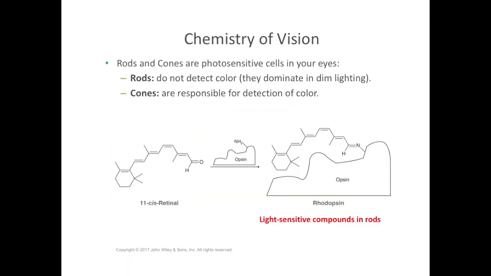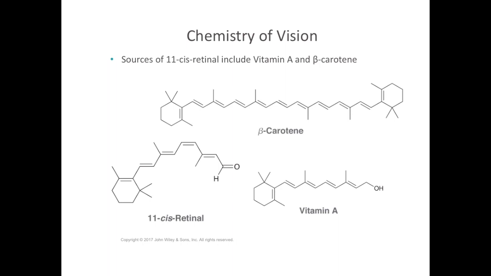Conjugated compounds are important in how we have vision. Rods and cones are photosensitive cells in your eyes. In rods, we have a compound called 11-cis retinal. And notice all of these pi bonds in conjugation with each other. That will undergo a reaction with opsin to form rhodopsin. Sources of 11-cis retinal include vitamin A and beta-carotene. You can notice that there is a structural similarity between these three compounds.